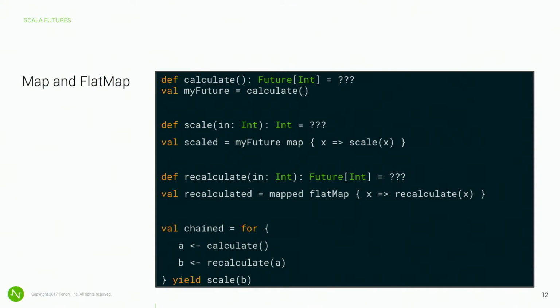Recalculate is one that instead adds another layer of future. So we flat map this. When the first one succeeds, we'll call the second one. Recalculate will create a new future. We'll chain that together. Recalculated is now a future that I can set up callbacks on or do something else with from there.